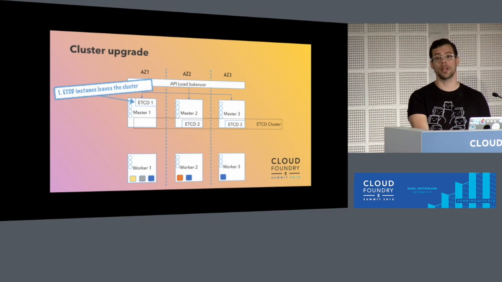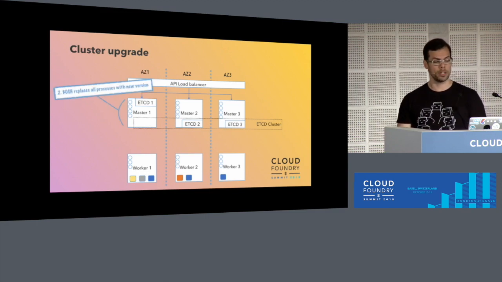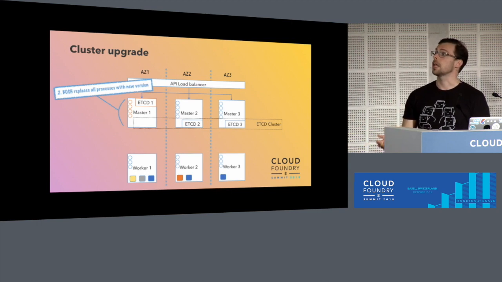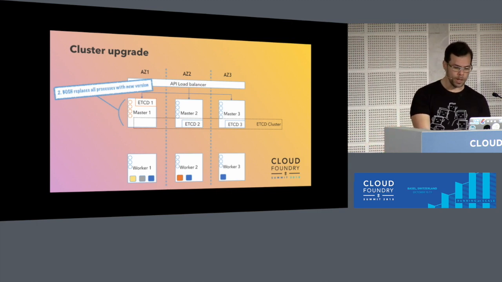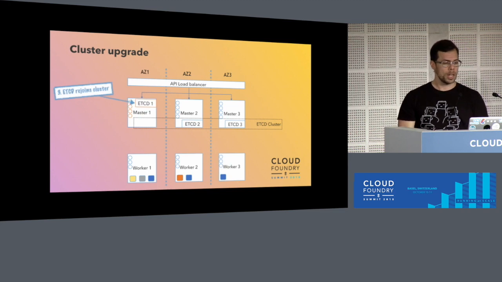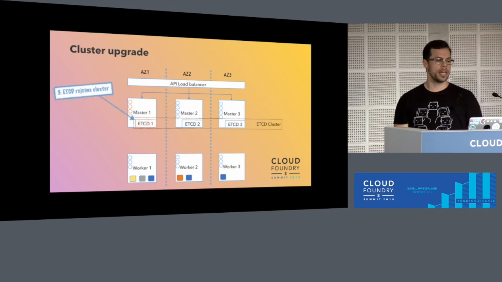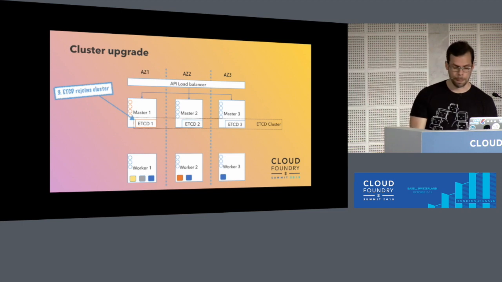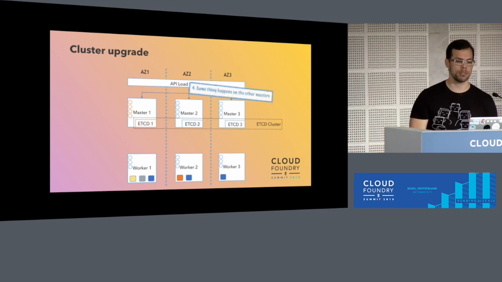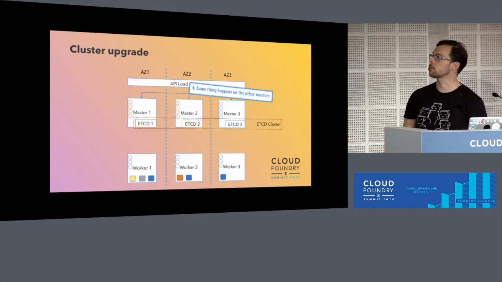So now BOSH can safely upgrade the processes that run on the master node. It will shut down the processes, upgrade them, and restart them. Then the etcd rejoins the cluster. So now you have the three nodes in the cluster, and the same process will go on all the other master nodes.